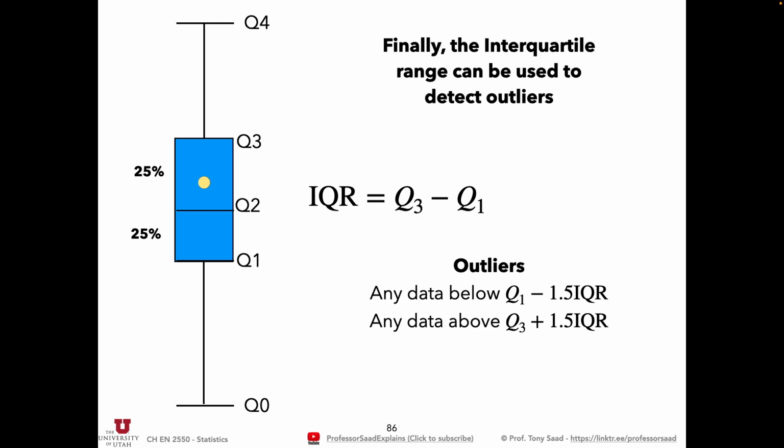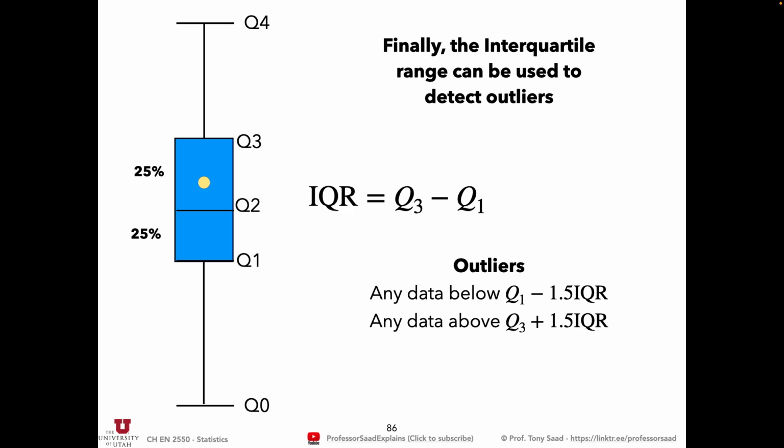So Python by default uses this formula, okay, for Q0 and Q4. Q0 in Python is exactly this: Q1 minus 1.5 IQR. And in Python, Q4 is exactly Q3 plus 1.5 IQR. It's not the maximum. Okay? So then if there's values above that, you're going to see them as dots.